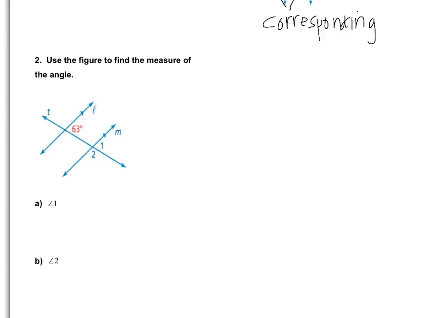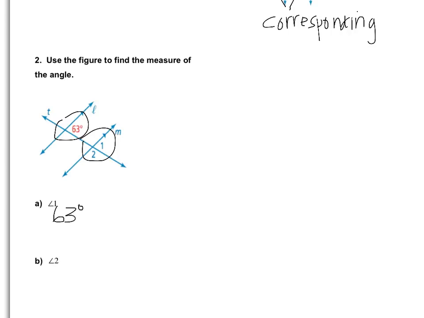So same idea. Let's check it out. 63 they give us. And what relationship do 63 and 1 have in common? If you said corresponding, then you're correct again. These are also corresponding, the 63 and the 1, because they're in the same position in different intersections. So the measure of angle 1 must also be 63 degrees.